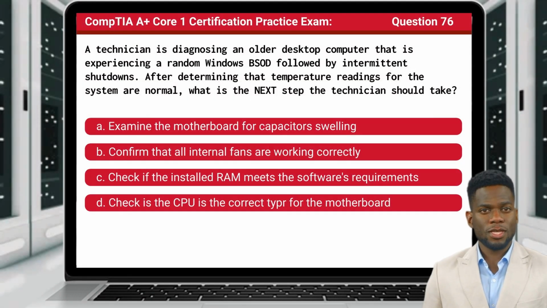Question 76. A technician is diagnosing an older desktop computer that is experiencing a random Windows BSOD followed by intermittent shutdowns. After determining that temperature readings for the system are normal, what is the next step the technician should take?